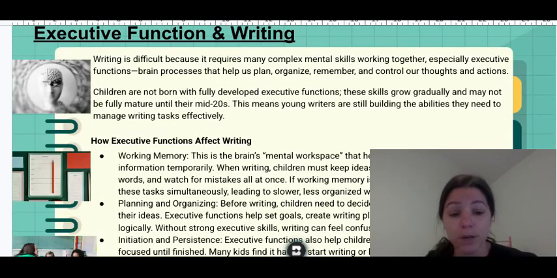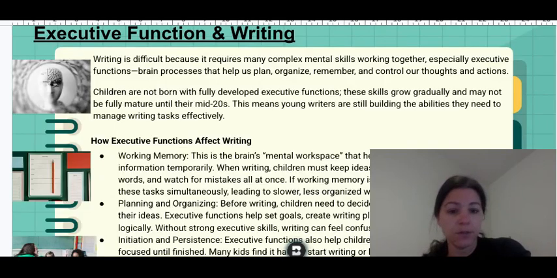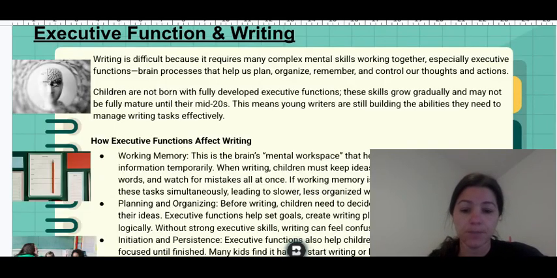Students have to plan, they have to organize before writing, and they have to decide what they're going to write about. Do they have enough ideas to be able to write about this topic? So we really have to support them with setting goals, with creating writing plans, so that writing feels less confusing and they can be more confident with these skills. And then initiation and persistence, right? We know that writing is a challenge. Students have a hard time being persistent, and executive function skills can really help them to stay focused and develop good writing habits so that they are less distracted, less frustrated, and more excited and eager to write.